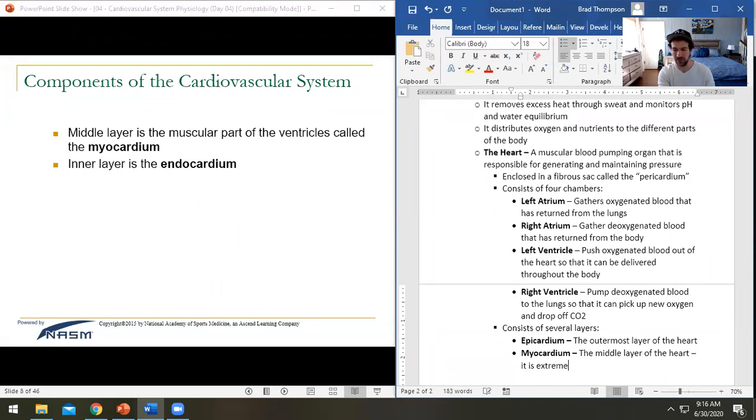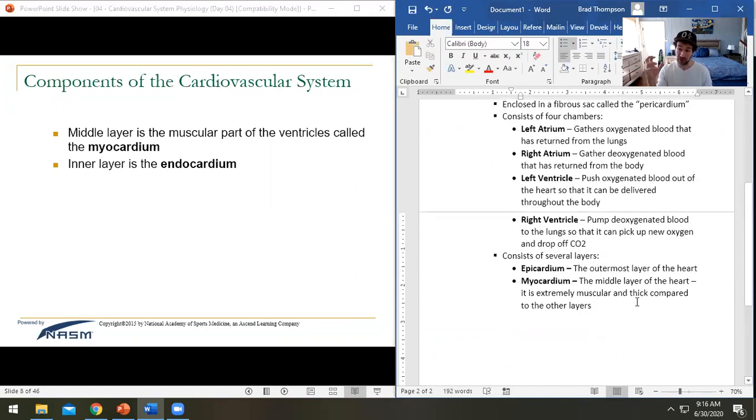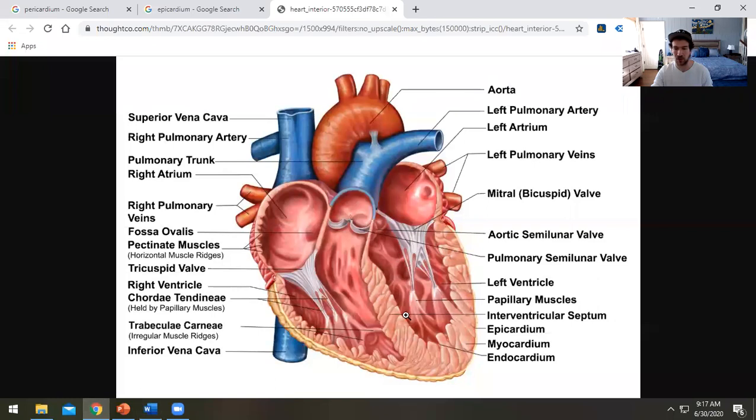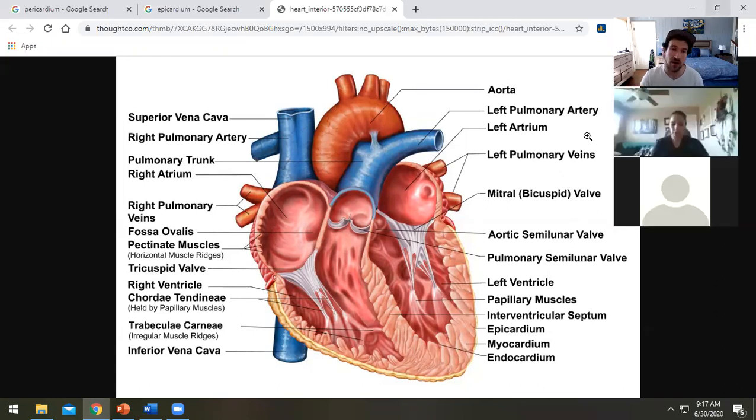It is extremely muscular and thick compared to the other layers. This myocardium is really where the beating of the heart occurs. It's all of this tissue in the middle here. That's your myocardium, and it's made up of your muscle fibers. I've talked about it briefly in the past, the difference between type 1 muscle fibers and type 2 muscle fibers. Type 1 muscle fibers are used for endurance. Your core muscles are type 1 muscle fibers, but your quadriceps have a mixture of type 1 and type 2.